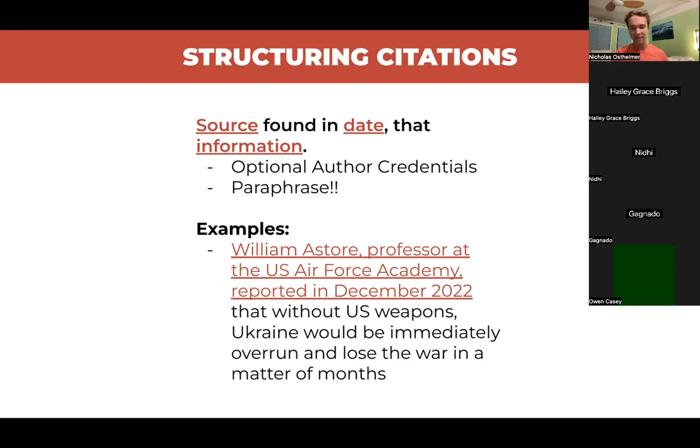Okay, back to this example. William Astor, professor of the US Air Force Academy, reports in December of 2022 that without US weapons, Ukraine would have been immediately overrun and lost the war in a matter of months.